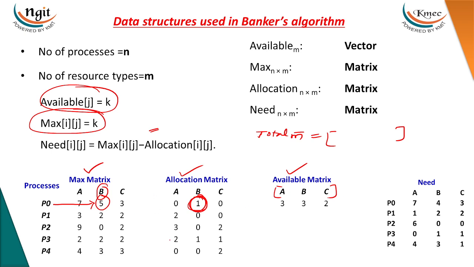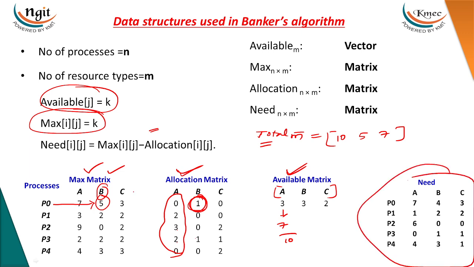The number of allocated resources of A: 2, 3, 2, that is 7. 7 plus 3, total 10. Then 1, 1, 2 plus 3, 5. 2, 1, 2, that is 5 plus 2, 7. So there is a total matrix initially, followed by max matrix, allocation and available. These are the data structures that will be used. We need to find the need matrix by subtracting max minus allocation matrix.